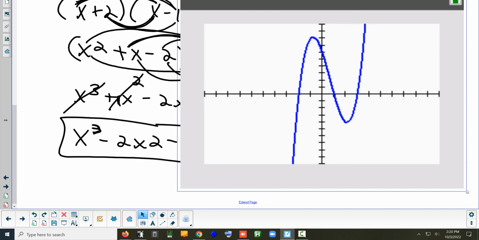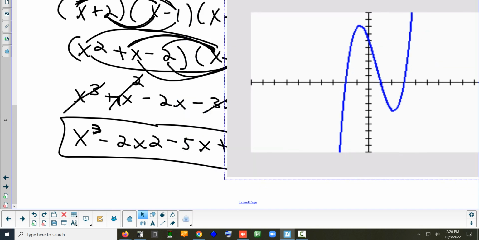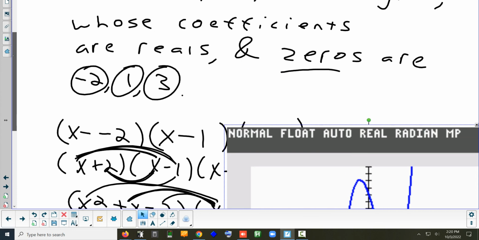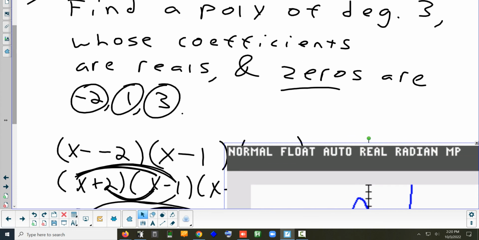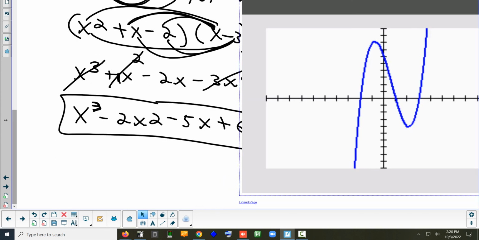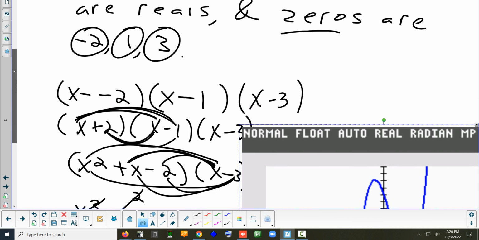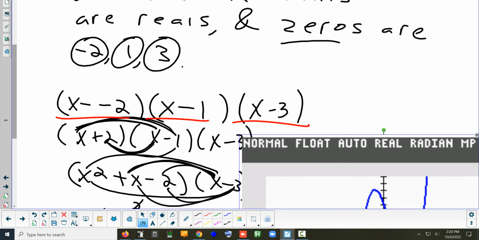So it's very easy to check your answer. Any questions on that idea? How we took these three numbers and came up with those three factors. That's the whole key.